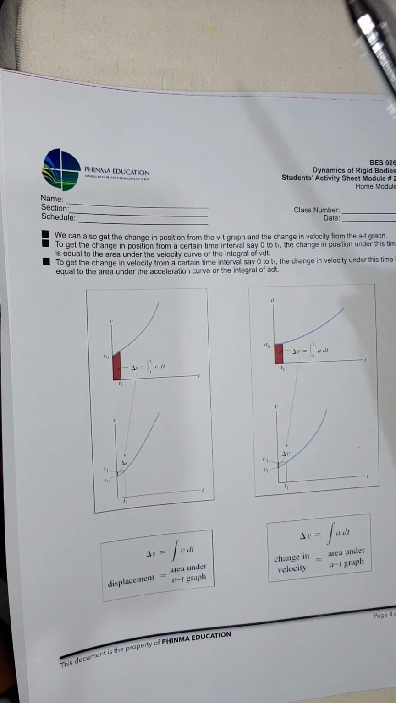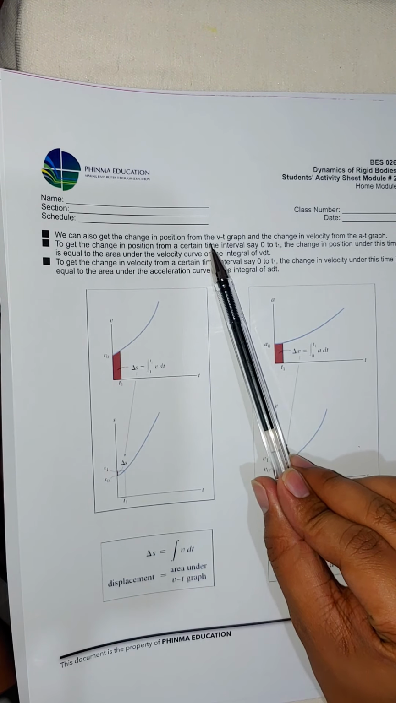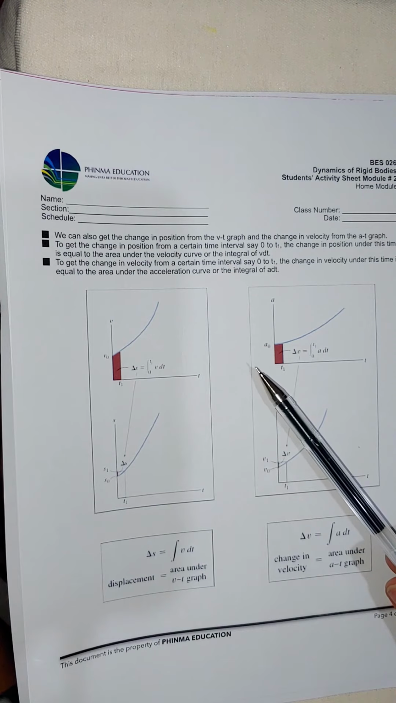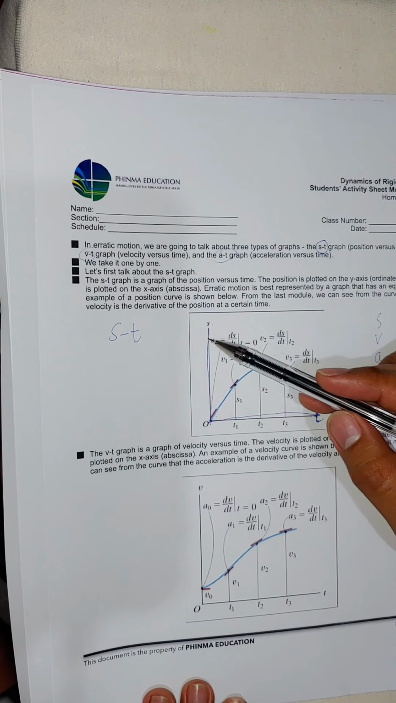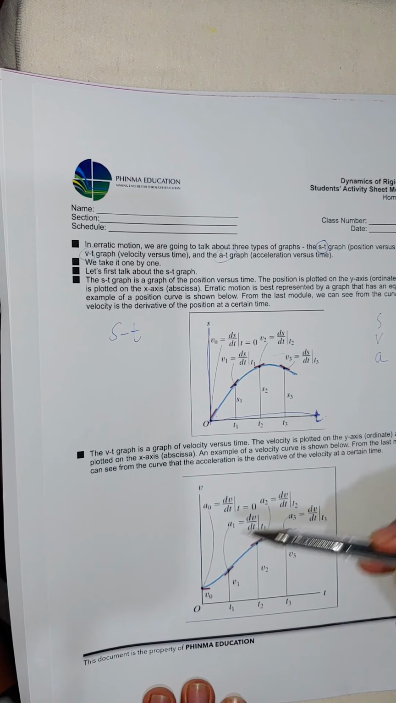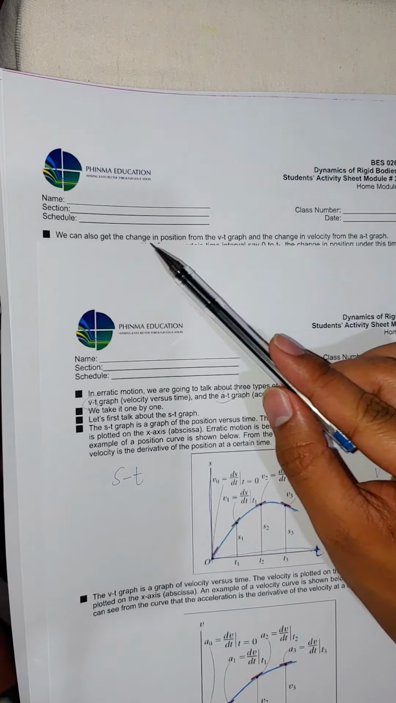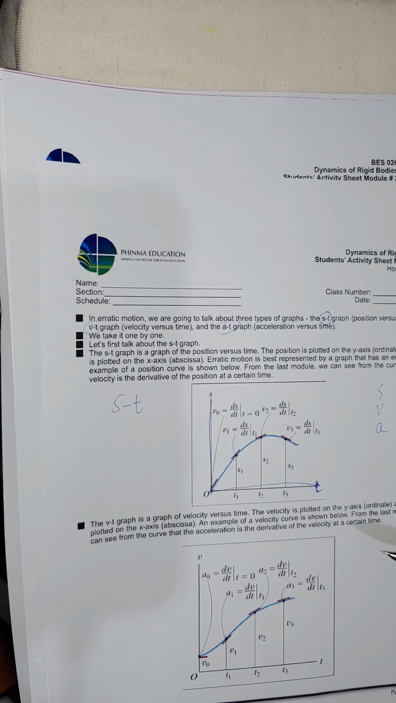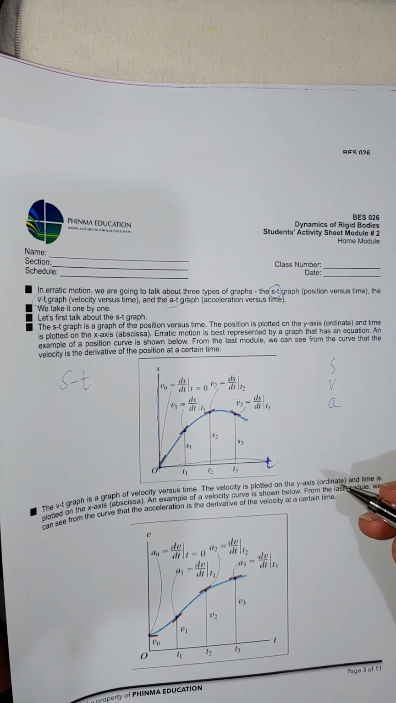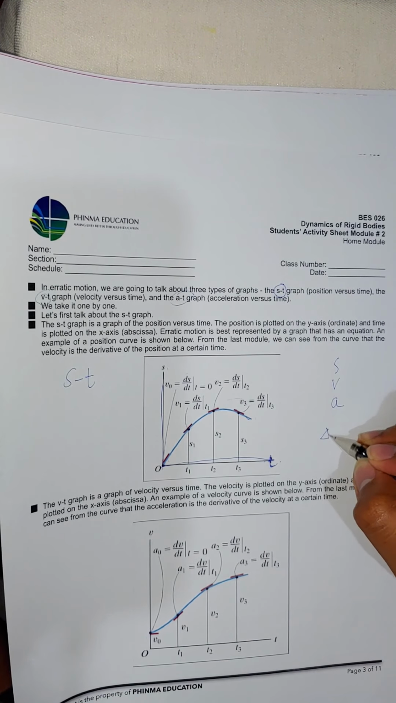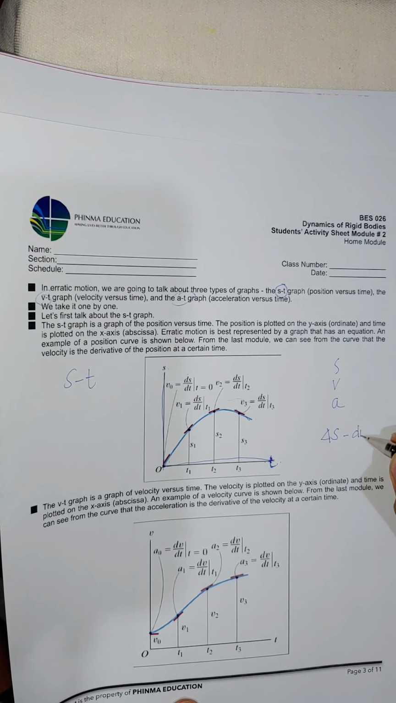We can also get the change in position from the velocity time graph. Okay, let's go back. So this is again the position versus time graph and then the velocity versus time graph. It says here we can get the change in position. So in the previous topic, what is this change in position? The change in position is denoted by delta S. We call the change in position the displacement.